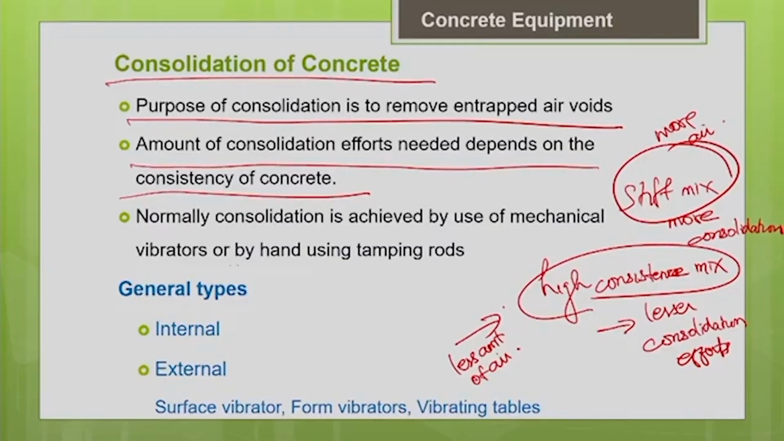Earlier, people used to do the consolidation manually by hand using tamping rods, but due to advancement in technology, nowadays we have different types of vibrators available in the market. According to your job requirement, you can make the choice of vibrator. You can classify the vibrators based on the mechanism as internal vibrators and external vibrators. We are going to discuss all these vibrators in the upcoming slides.